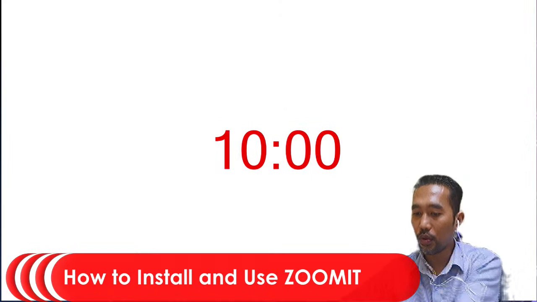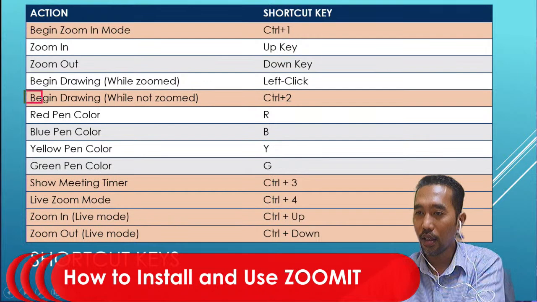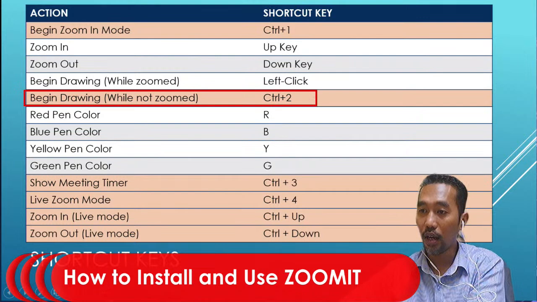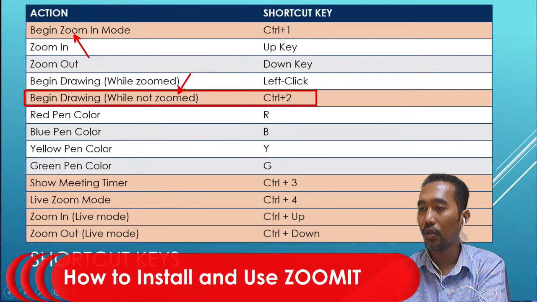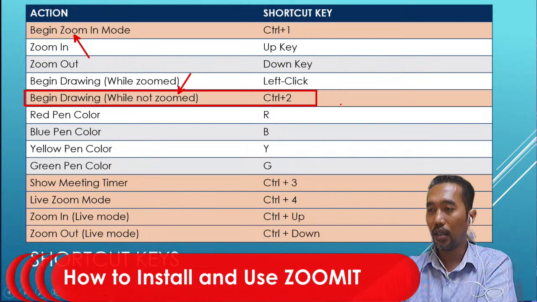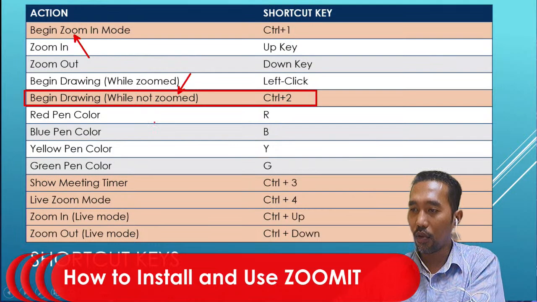Okay, now the second one is Control 2. Sorry, Control 2. I pressed Control 3 just now. So okay, this is Control 2. So this is to activate zoom in without the zoom. Okay, this one is different from Control 1. Control 1 is zoom first and then annotate. Control 2 is to annotate straight away. But actually all the shortcut keys you can customize, yeah. So I leave it like that because it's easy to remember. Okay, alright.